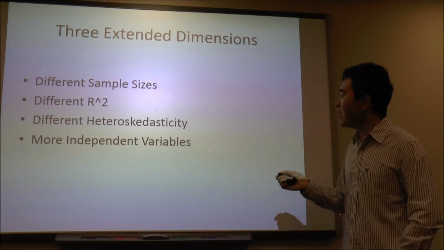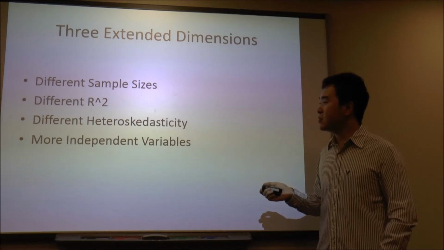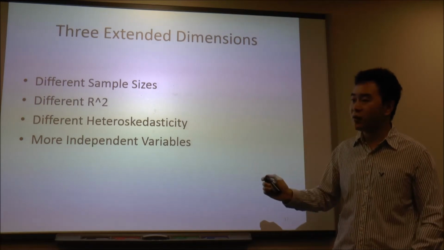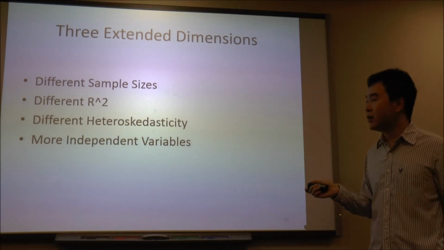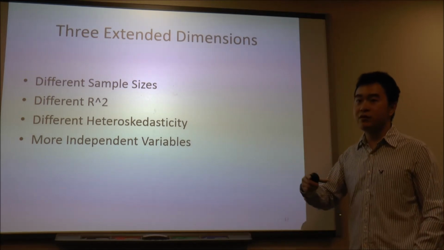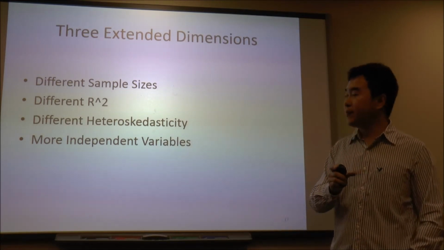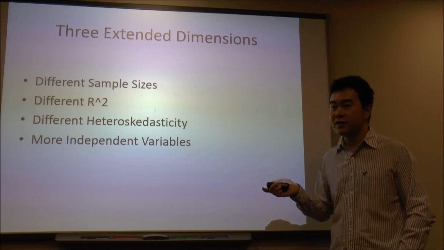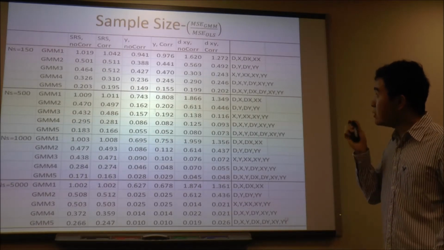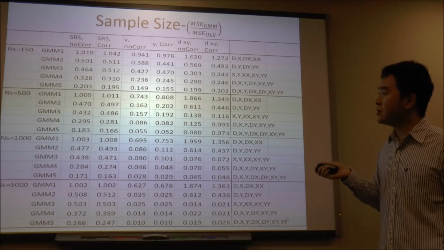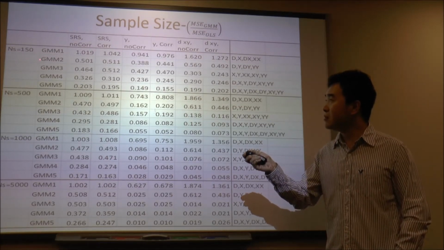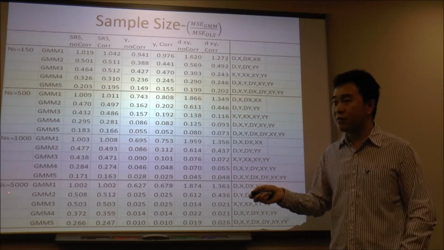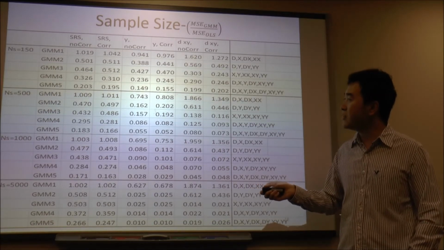And then, in reality, we may have lots of explanatory variables on the right hand side. In this case, we extended the model to include more explanatory variables and see whether adding information from only a couple of them can change the estimates for the rest. Here is the result from changing the sample size, from very small, 150, to a sample with 5,000 observations.